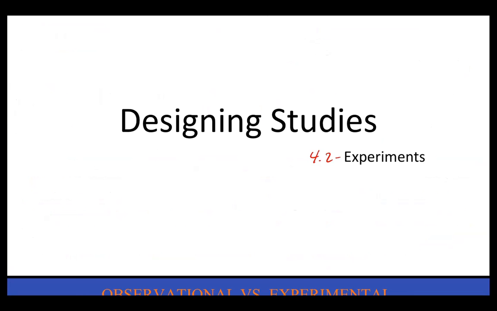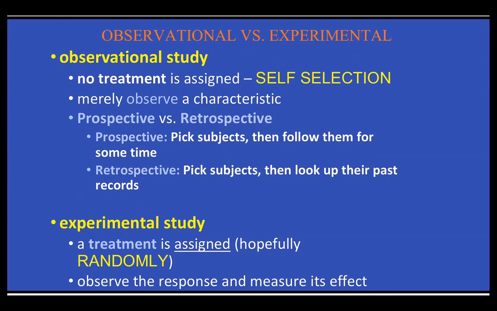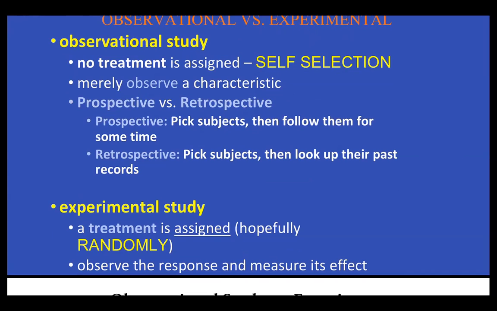So the first one is the difference between observational study and an experiment, okay? So observational studies, no treatment is assigned. Treatment is what I give you. So if you're in my experiment, I give you that product to use, okay? That doesn't happen in an observational study. No treatment is assigned, self-selection, okay? Merely observe a characteristic. So you're just sitting back and watching what's happening, analyzing the data.